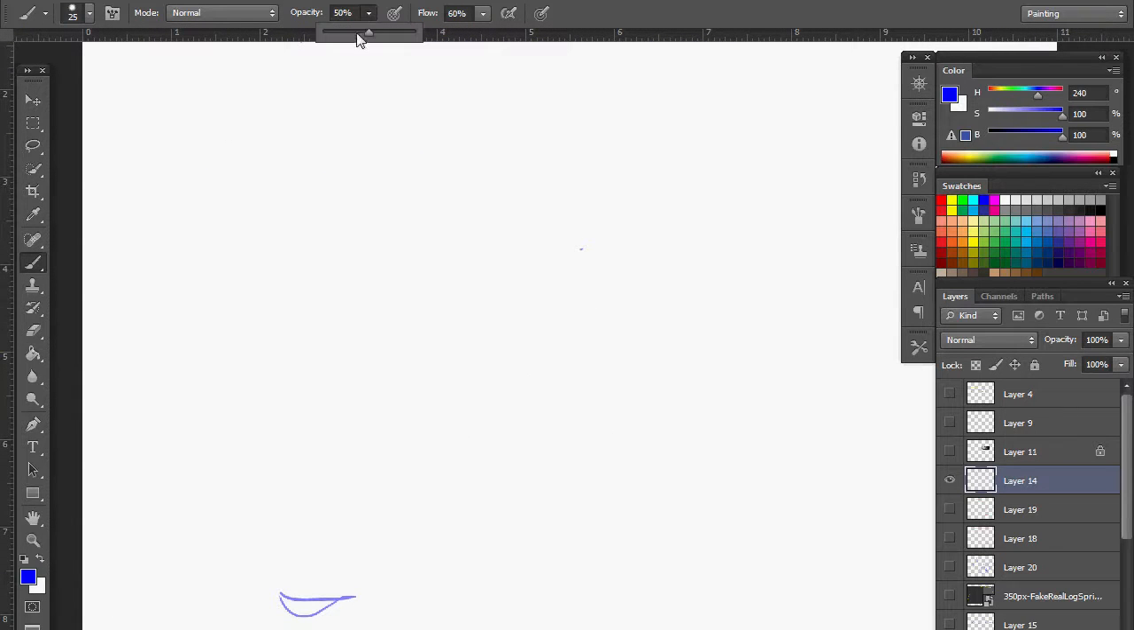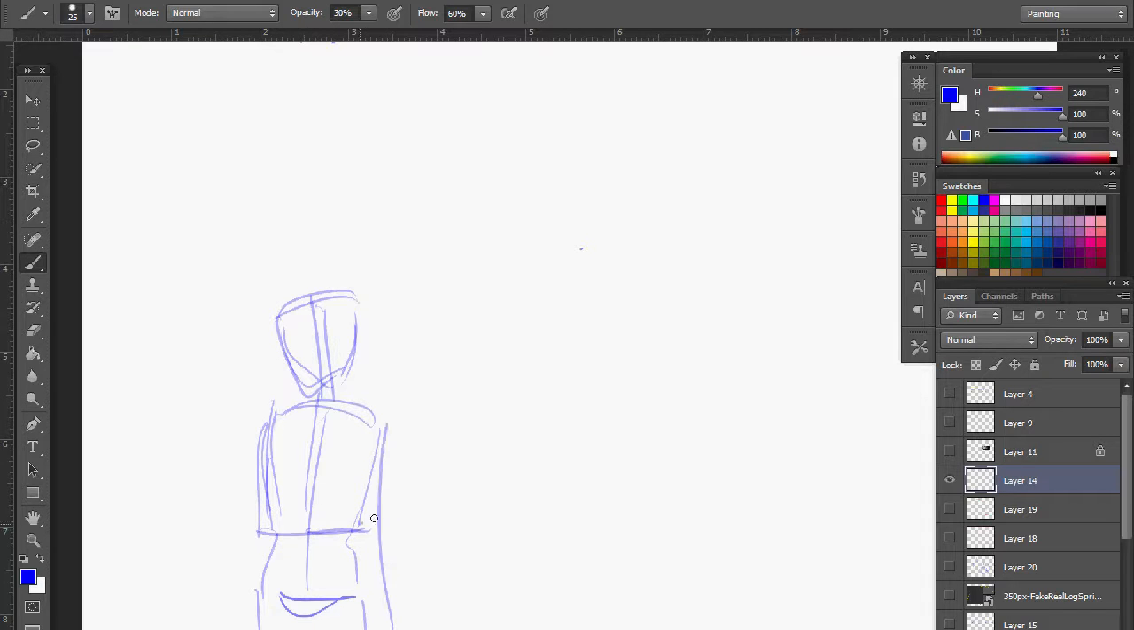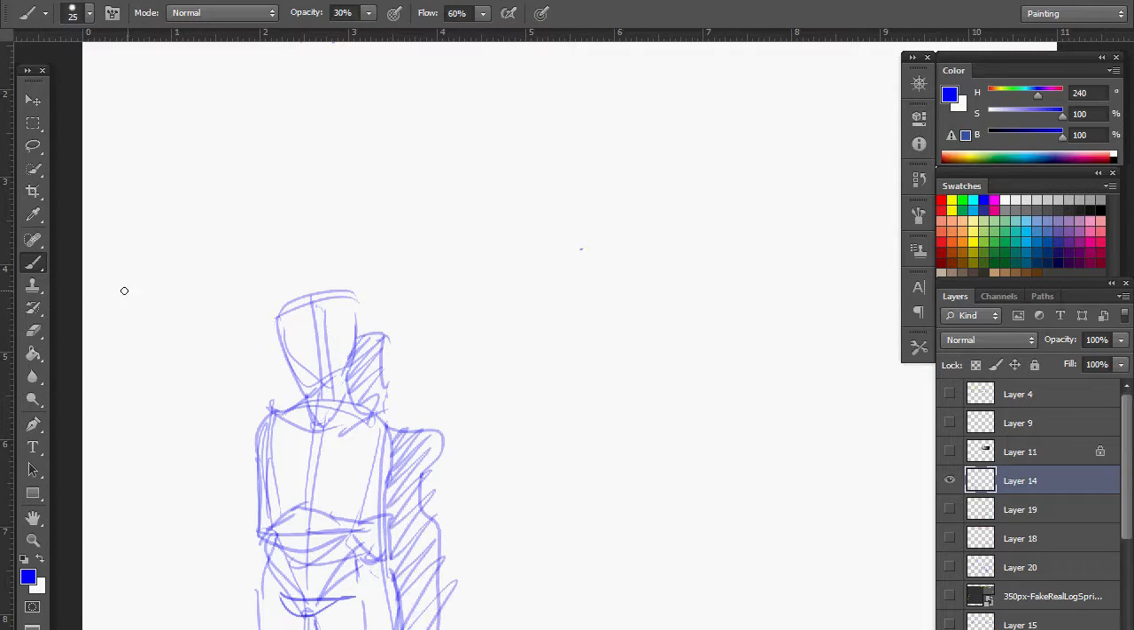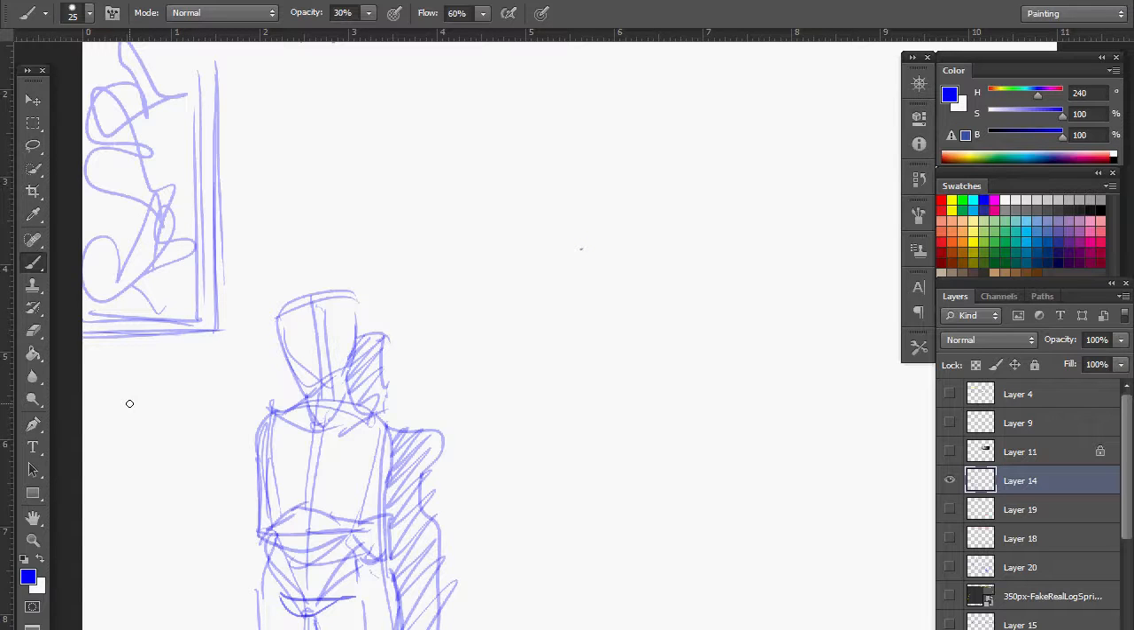Let's say we've got a dude. He's standing up against the wall. So there's a wall back here. And over here we've got maybe a painting or something with some fancy image in it. And over here we've got, I don't know, a small window.